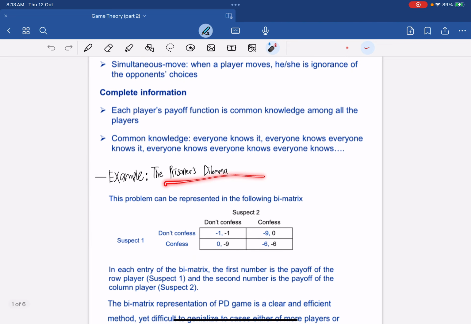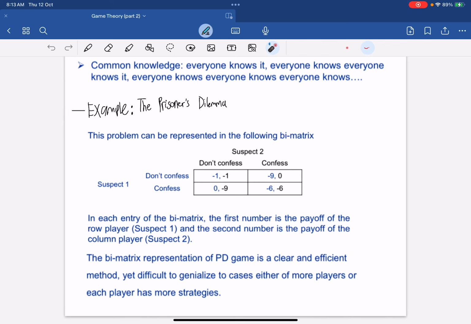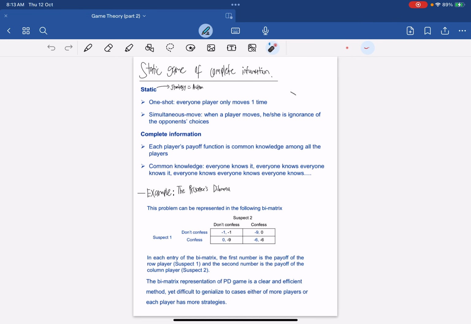So a common example is the prisoner's dilemma. As we see, it can be represented by this bi-matrix, where if both don't confess, then they both go to jail for 1 year. If they both confess, then they both go to jail for 6 years. So we use this bi-matrix to represent this type of static game very easily. But the problem is that it cannot be generalized to too many players or if players have different strategies. But we'll see more of those examples later on.